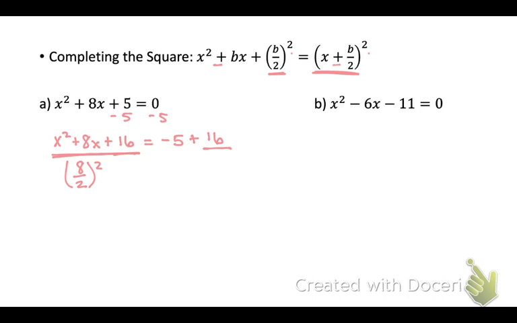So this factors to x plus 4 squared equals negative 5 plus 16, 11. Okay, and we're going to solve. So how do you get rid of a square? Take the square root. If you do it on the left, you have to do it on the right.